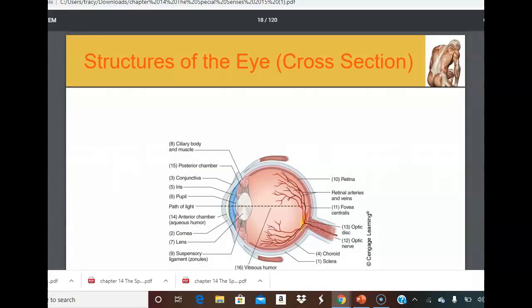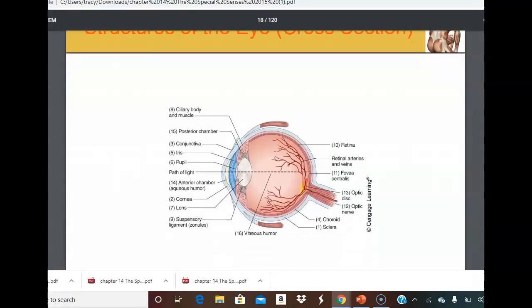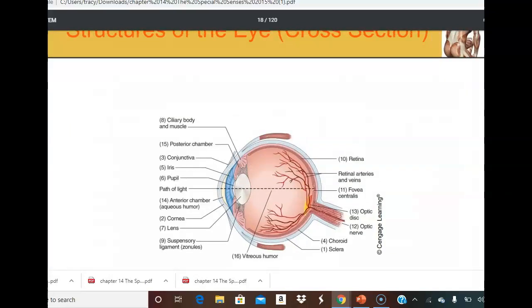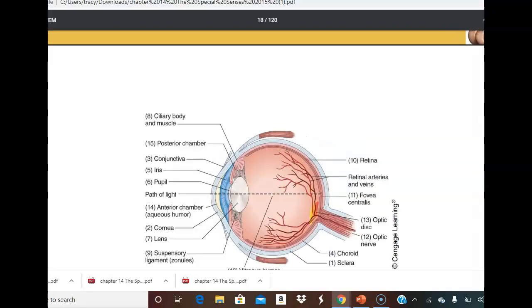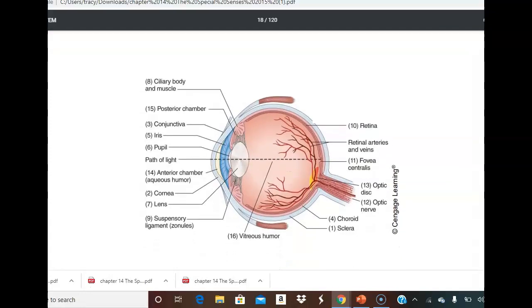Okay, so this is a lateral view of the eye. We'll blow it up a little bit. Maybe that's too big, I don't know. Okay, so here are our structures.